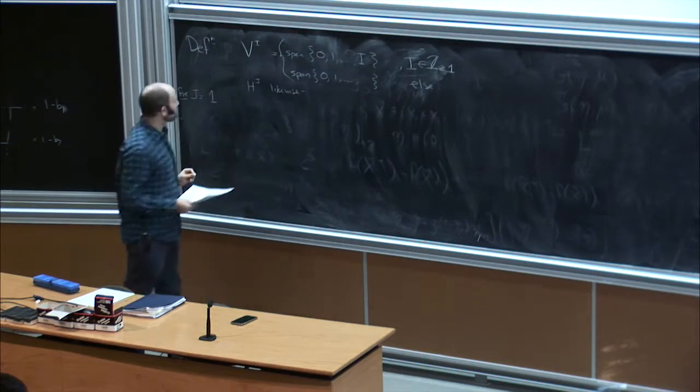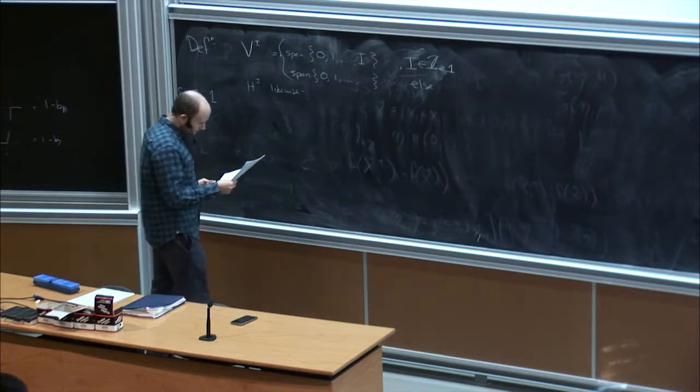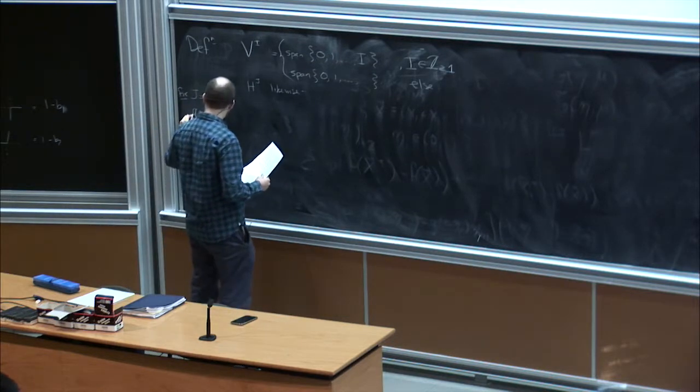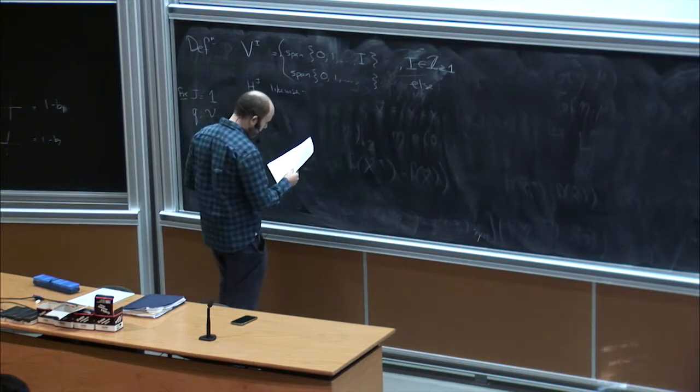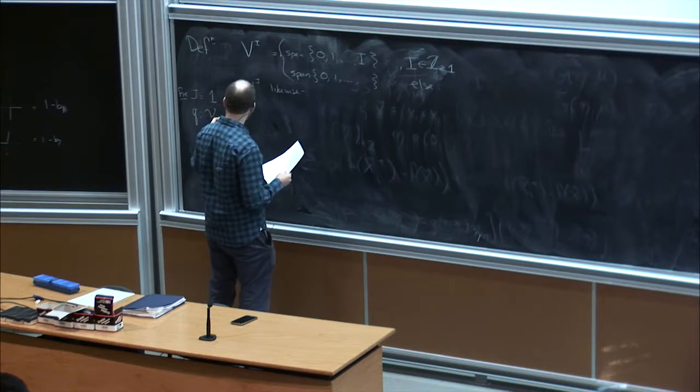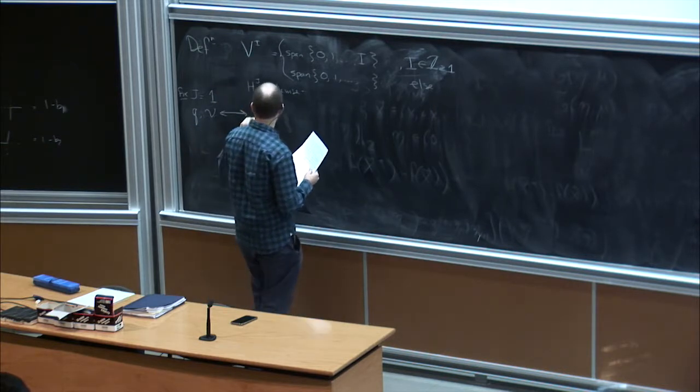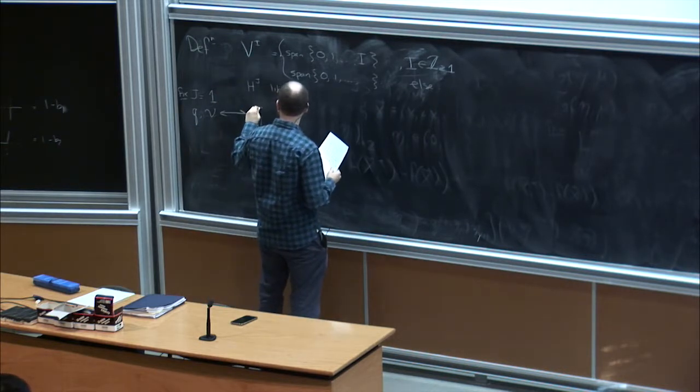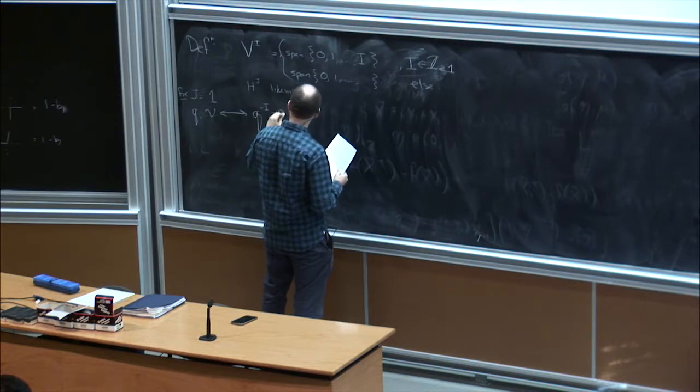Now I'm going to fix in what follows, for the moment, j equals 1, and I'm going to fix two parameters, q and nu, and nu will be fixed such that it's related to I: q to the minus I equals nu.